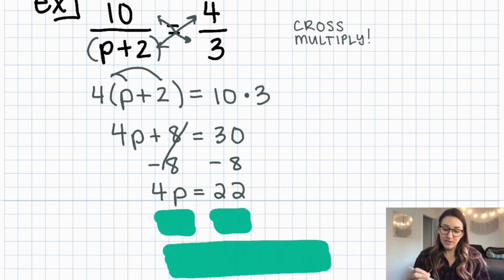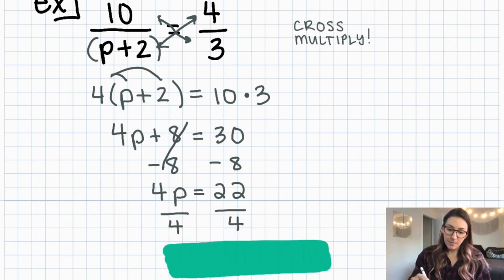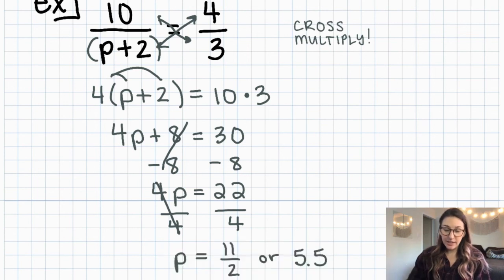And then you need to divide, because we need to cancel out the 4 in front of the p. We need to undo it. So we're left with 22 divided by 4. That's a decimal, or you could simplify the fraction. I'm going to show you both ways. If you simplified the fraction 22/4, you would have 11/2. Or if you wanted to leave your answer as a decimal, it would be 5.5. Either way, if you plug that back into your proportion, you would be left with two equivalent ratios.